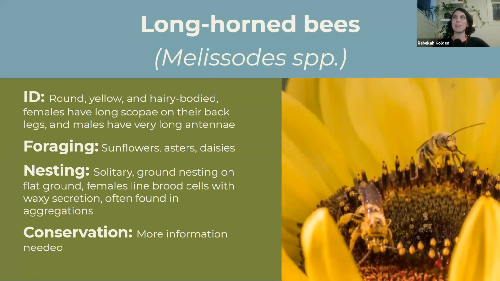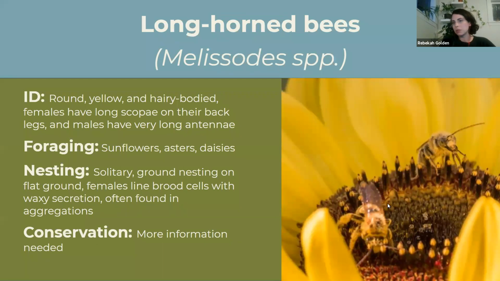These are probably my favorite late season bees because they have these really exaggerated features. And so the males have these incredibly long antennae, and females have these really luscious long hairs on their back legs that they gather pollen with. They look like leg warmers, and they're just very exaggerated.